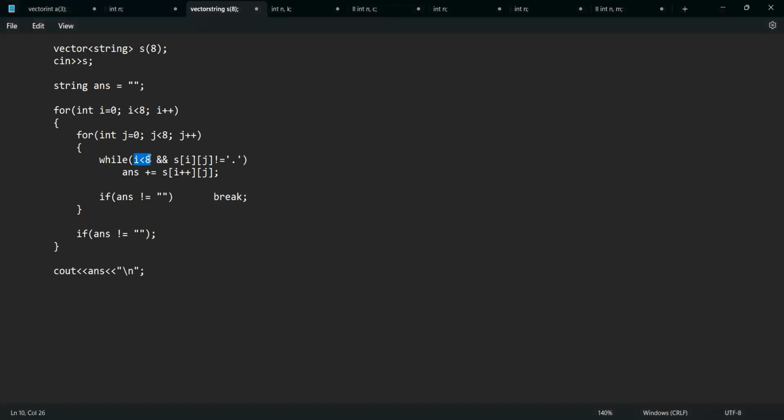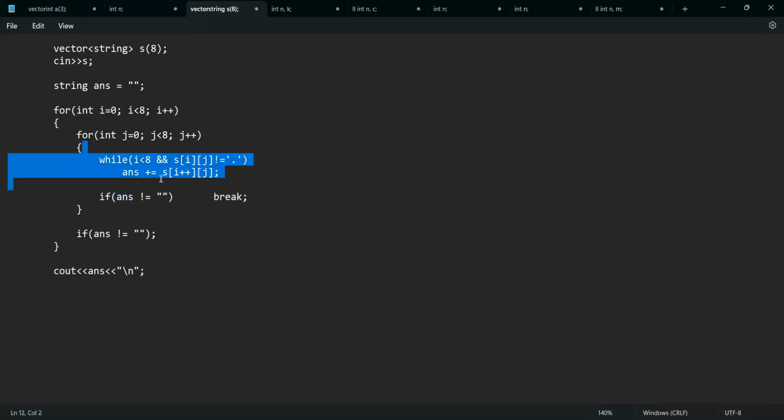I'll keep going down while my i is less than 8, and I'll keep adding these cells' characters to my answer. And I'm doing i++. So this is post increment, right? So first you get this value added to your answer, and then the value gets incremented. So this loop continues, and finally I'm checking if my answer is not equal to the empty string, which is what it was initially. So that means I have finally found my complete answer.